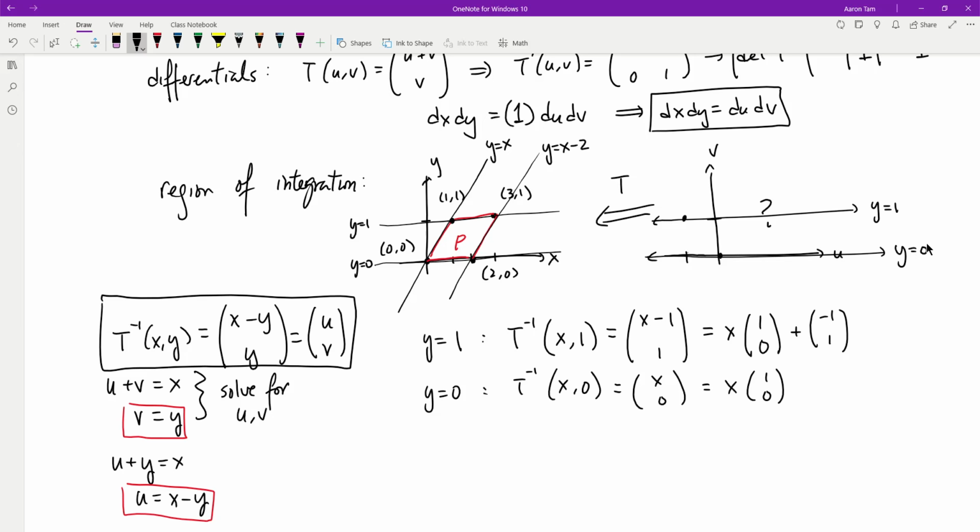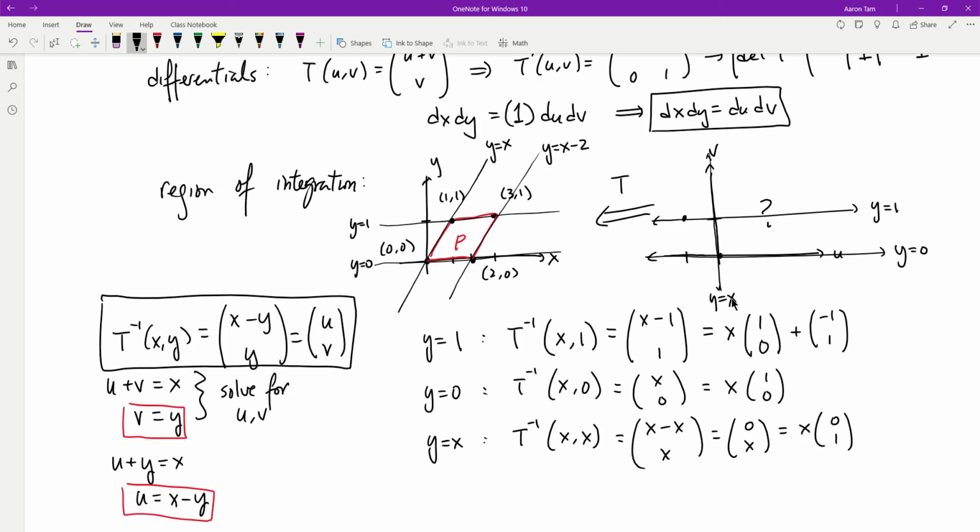Okay. Now, the next two are a little more complicated, but we can still figure them out. So let's say y equal to x. Then basically what I have would be just x, x. And therefore that gives me this line. So it will be a line that goes through 0, 0, but has 0, 1 as the direction. So 0, 1 would basically mean no left and right, but just straight up. So it would just be this line right here. So this is how the line y equal to x will look in UV.